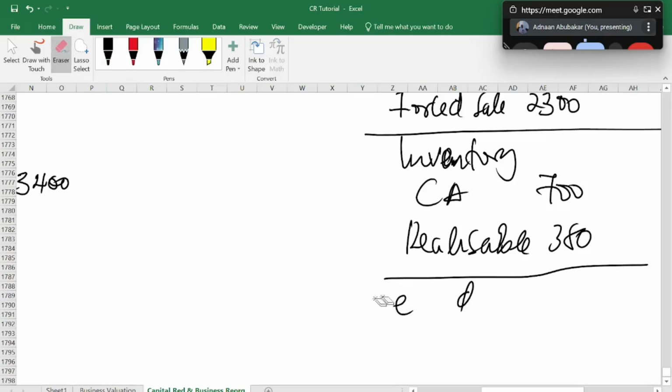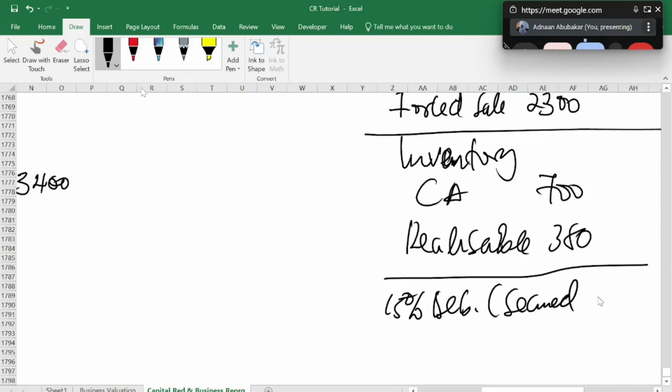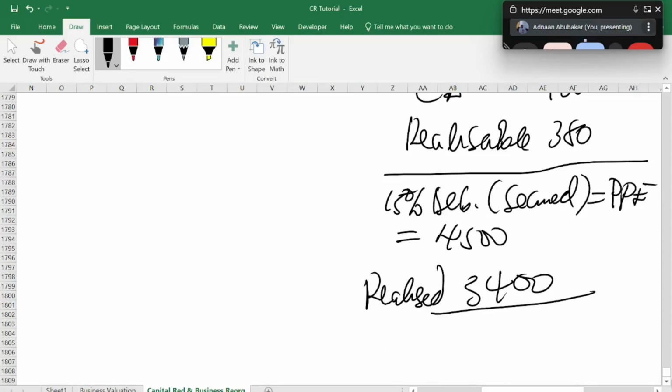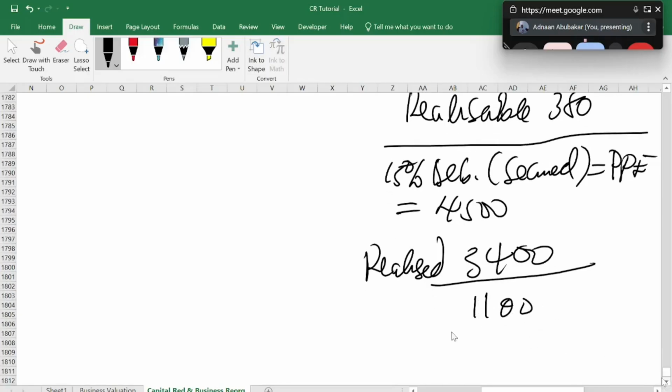Secured creditors. And it's a debenture, right? 15% debenture, which is a secured loan. It was secured against the PPE. And the credit is how much? 4,500. So after we sold the PPE to defray the 15% debenture during the liquidation, we realized how much? 3,400. So when you less it, how much balance is left to be paid? 1,100. You understand? So this is the balance to be paid later.